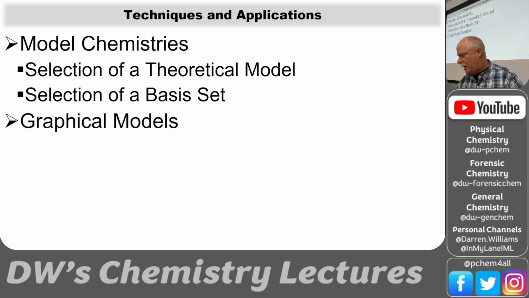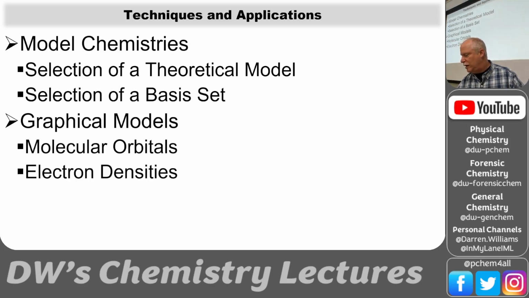Okay. And then we have graphical models that we can use. Once we're done with the calculation and we have the electronic structure of the molecule, we can model things visually, graphically. We can model those molecular orbitals. So what we were doing in the last couple of lectures with the MOs on water, that's what we're talking about, graphical models. We modeled the water's electronic structure and then showed the molecular orbitals for each of those energy states. We could also do electron densities.